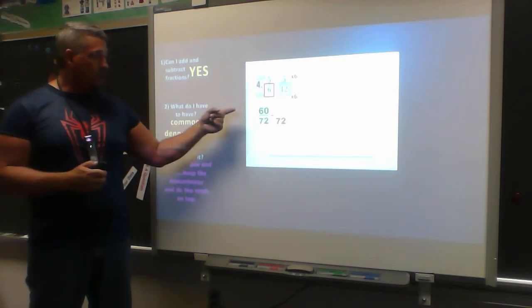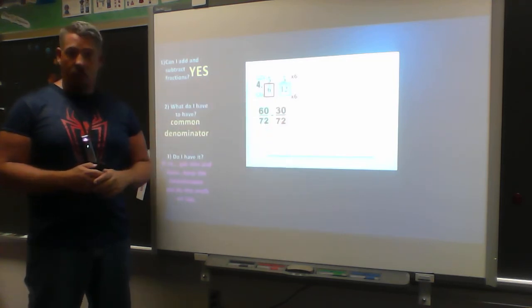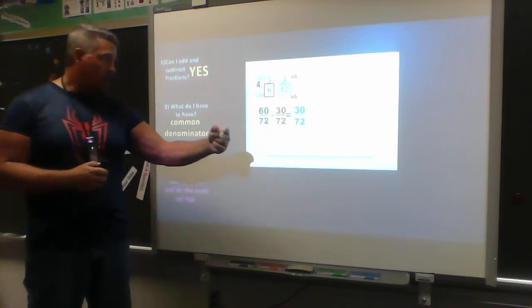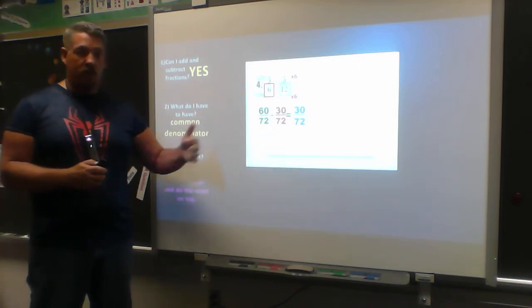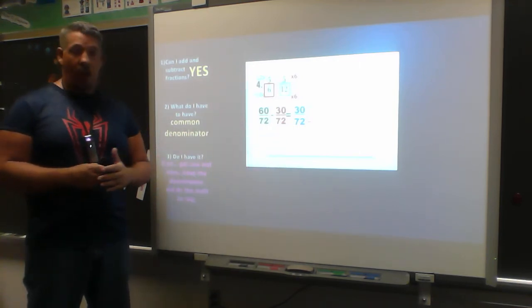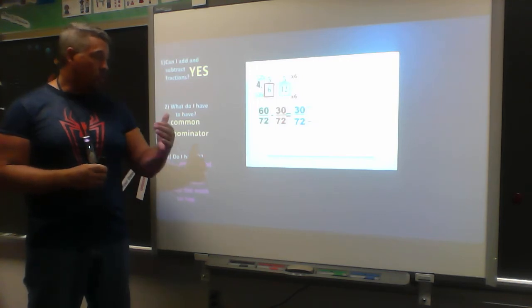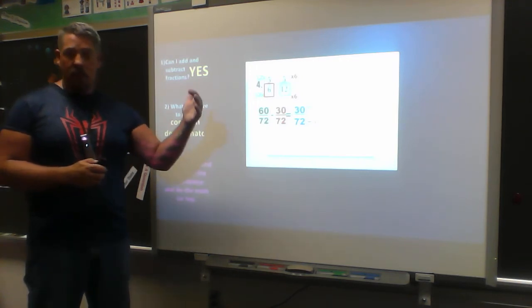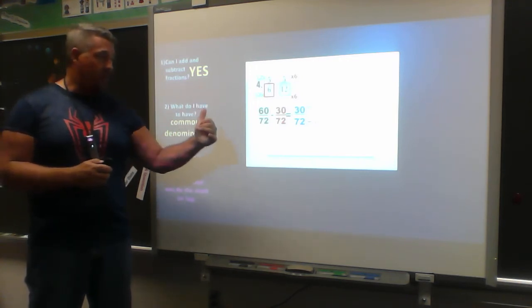And then in my numerators, I had 60, and I have 30. Keeping your denominator and subtracting, you end up with 30 over 72. And then you would have to divide in order to reduce. So dividing 30 by 6 and 72 by 6.